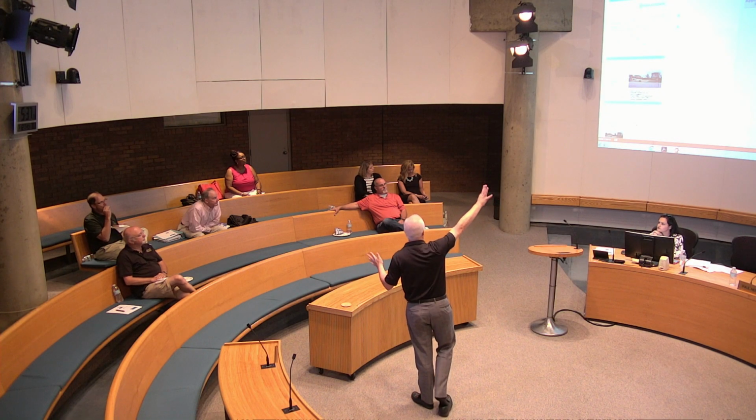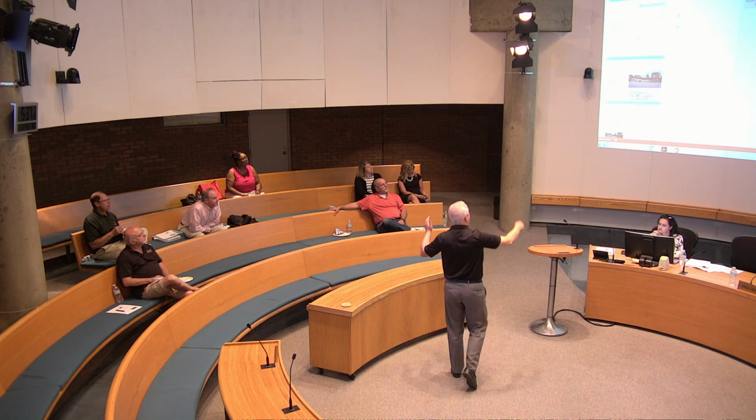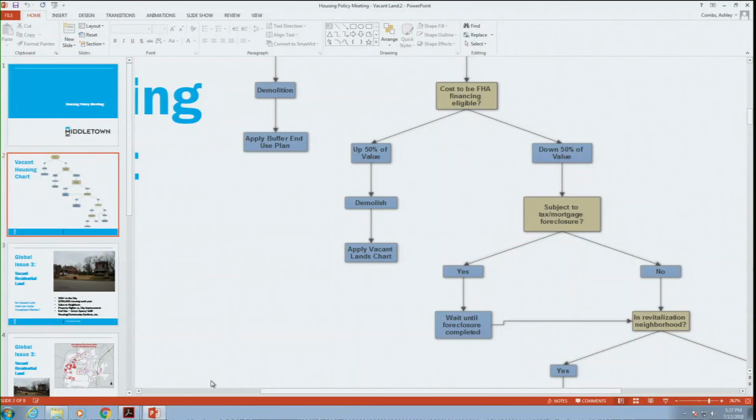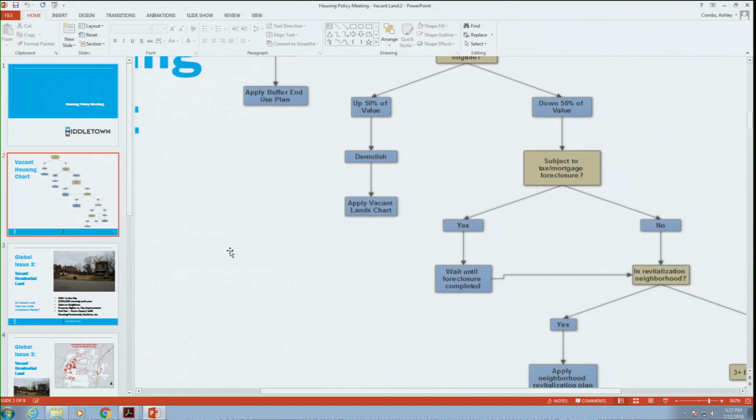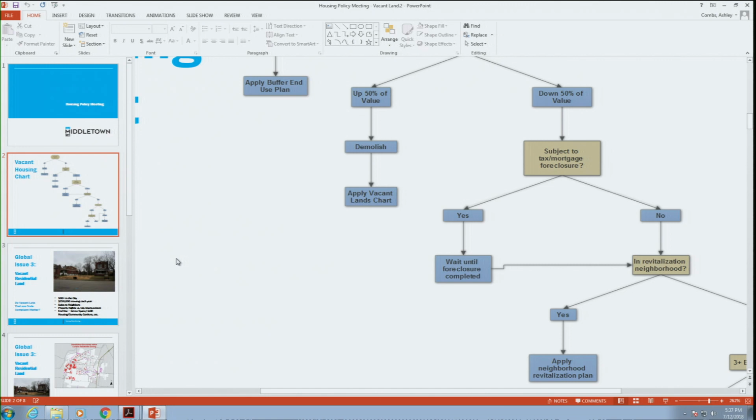And so, again, this is concept. Is the cost to get it FHA eligible more than 50% or less than 50% of the value of the house? It's a $50,000 house and it costs $27,000 to bring it back up so it could be financed. Probably, maybe, we should look at demolishing. And if we demolish it, then we go to our vacant land chart. We're going to talk about that after this, so we haven't defined any of that yet. If it's under 50% of the value, and again, these numbers can be changed based on how we talk about this as we go, then we move on.